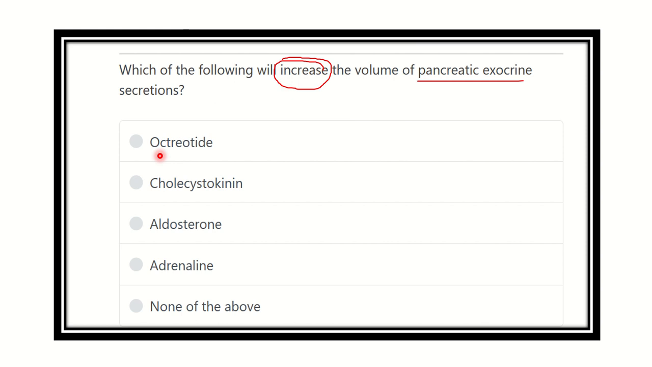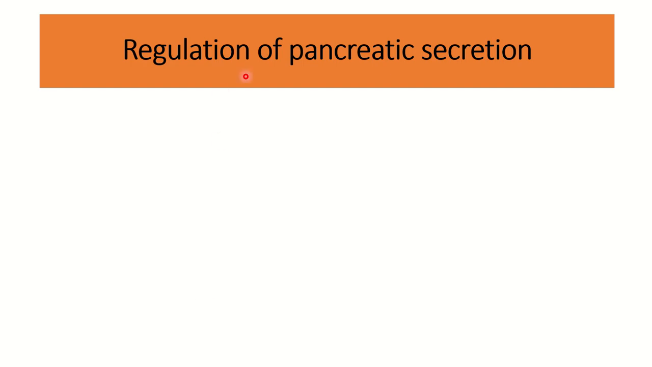Here are the options. Options are octreotide, cholecystokinin, aldosterone, adrenaline, and none of the above. So first of all, let's see the regulation of the pancreatic secretion. We know that the pancreas has two portions. It is a mixed gland and it has both the exocrine part and endocrine part.